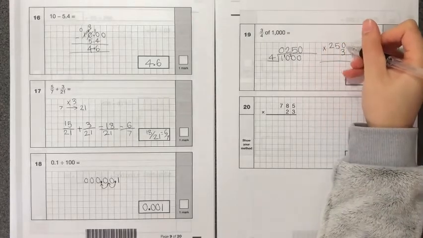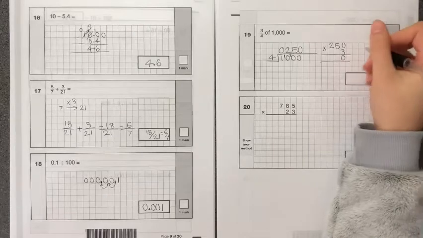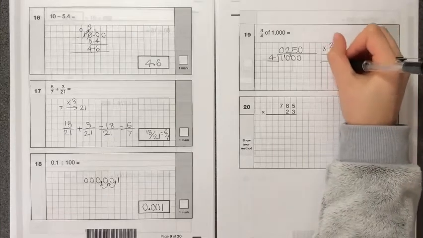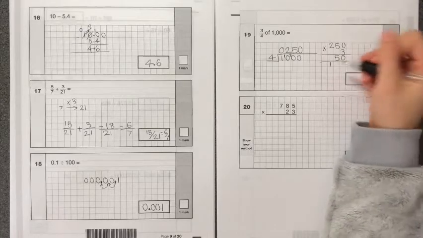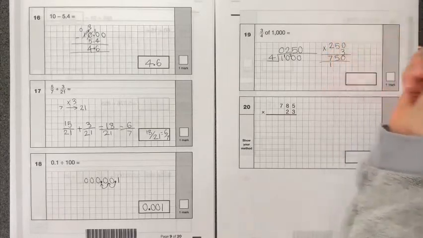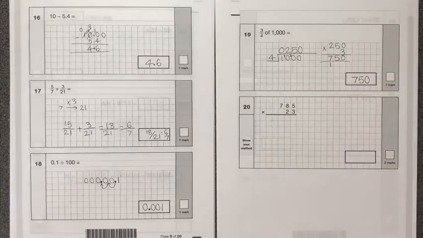Three times 0 is 0. 3 times 5 is 15. Write the 5, carry the 1. 3 times 2 is 6, plus the 1 is 7. 750.